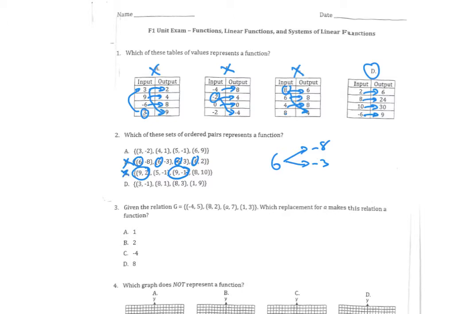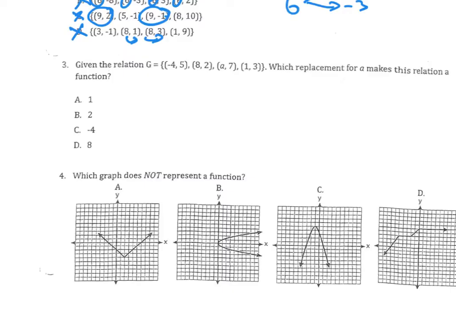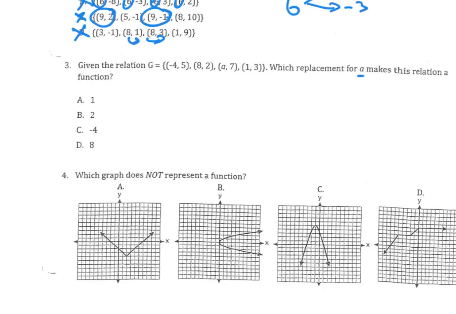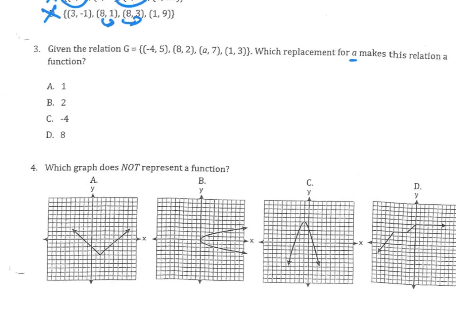For D, the same thing. We have 8 has 1 and 8 has 3. So D is wrong, and only A is going to be the correct answer because every input has exactly one output. All right, so for question number 3, given the relation G represented by these points, (-4, 5), (8, 2), (A, 7), (1, 3), which replacement for A makes this relation a function?